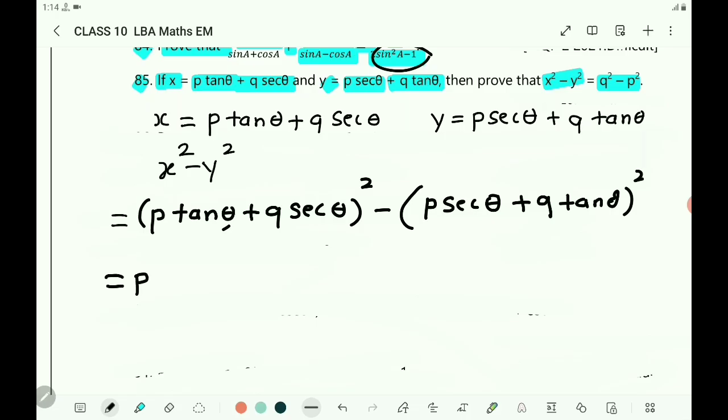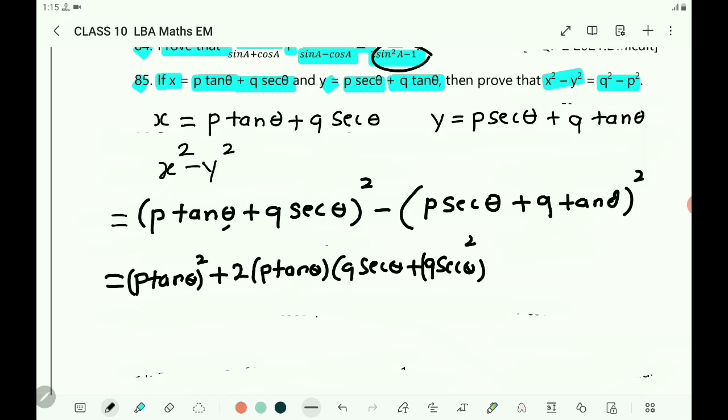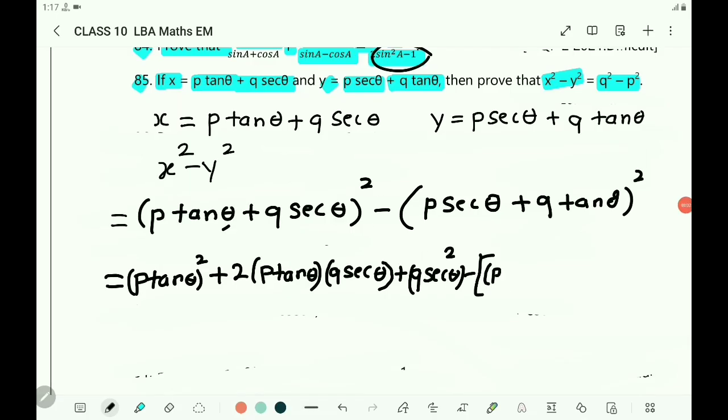Here a square is p tan theta whole square plus 2 into p tan theta into q secant theta plus q secant theta whole square minus, here we have to take the bracket as there is negative, p secant theta whole square plus 2 into p secant theta into q tan theta plus q tan theta whole square.